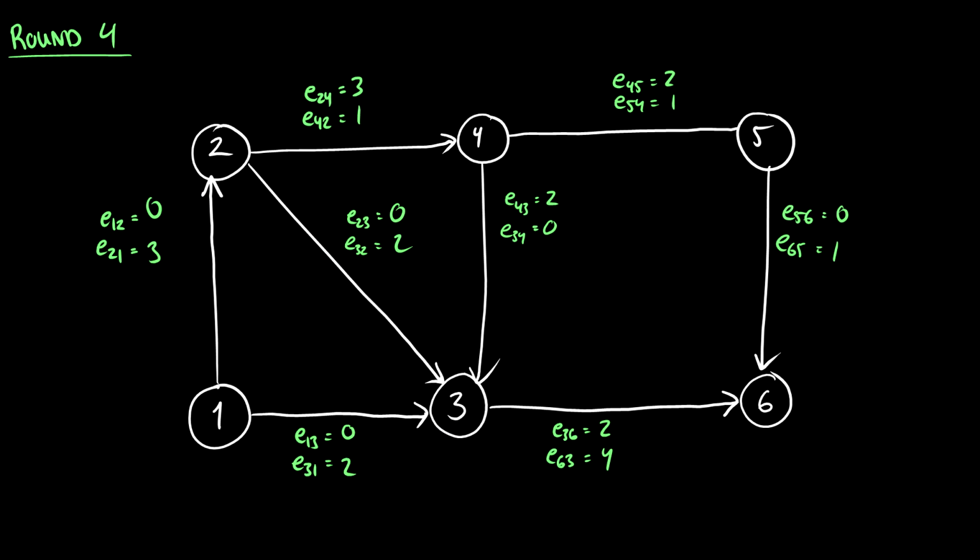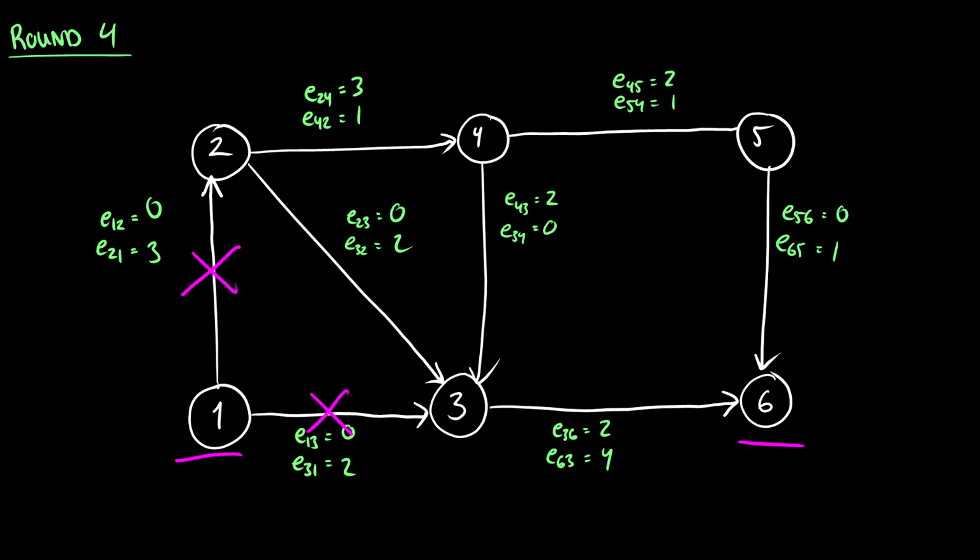Okay, so round 4. We know we're done when we can no longer reach the sink node from the source. So can we go from 1 to 6? Well, we can't go to 2 because there's no capacity left, and we can't go to 3 because there's no capacity left. So we are done. These are the final numbers.